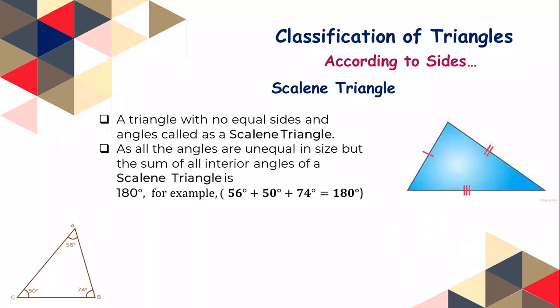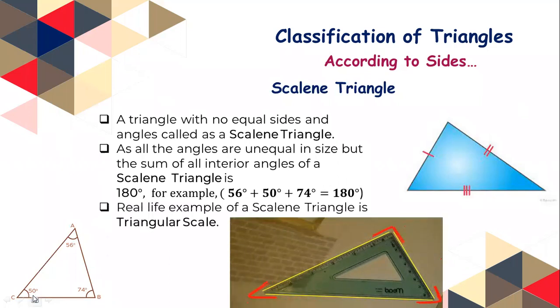So here is one example of a scalene triangle. If you see, these 3 sides CB, BA and AC are of different measures, so definitely angles will be different. If you see 56 degree, 74 degree and 50 degree, it means that all the angles are unequal in size, but the sum of all interior angles of a scalene triangle is 180 degree. For example, 56 plus 74 plus 50 is 180 degree. And a real life example of a scalene triangle is a triangular scale.